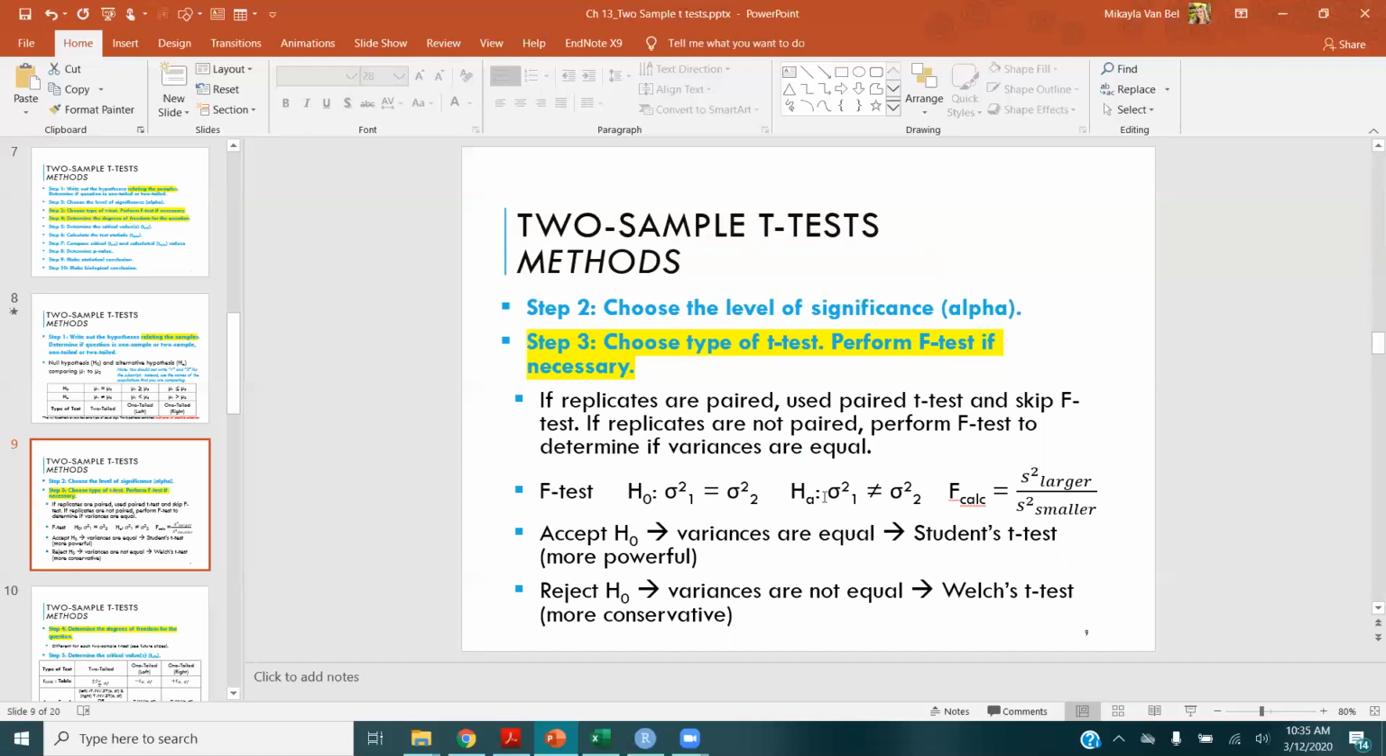We have our null and alternative hypotheses, how to calculate F-calc, remembering to always put the larger variance in the numerator and the smaller variance in the denominator, calculating F-crit and the p-value from there. If you accept the null hypothesis of the F-test, which is that the variances of the two groups are equal, this means we use a Student's t-test. The Student's t-test is slightly more powerful than the Welch's t-test. If, however, we reject the null hypothesis of the F-test, this means that the variances are not equal, and this would cause us to use a Welch's t-test.